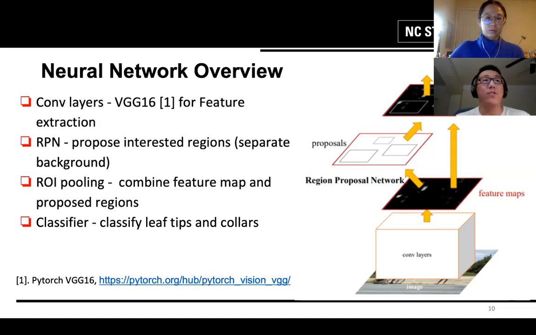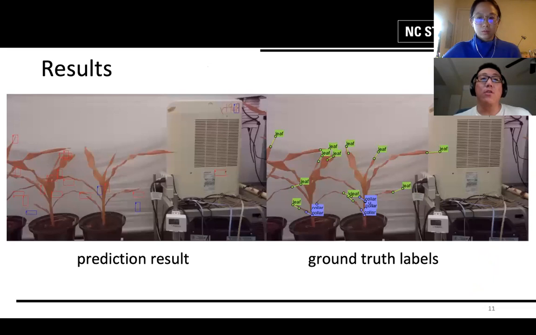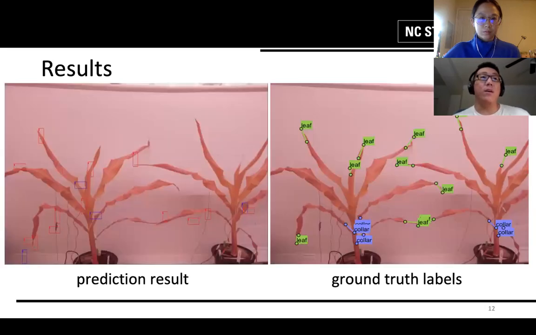And the next slide is showing a couple of prediction results from the network. The red boxes indicate the detected leaf tips, and the blue boxes are the detected collars. And there are a lot of wrong detections and misdetections, and almost all the leaf collars are detected wrong. And there are other results on the next slide as well. And as you can see, the prediction results are not as good as we thought.